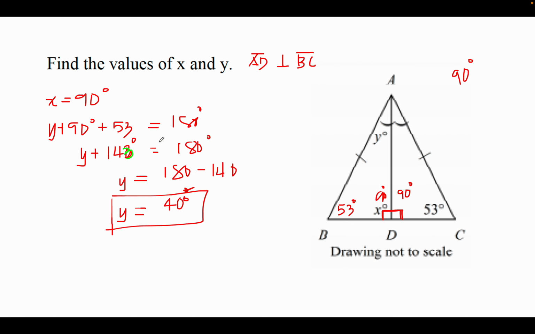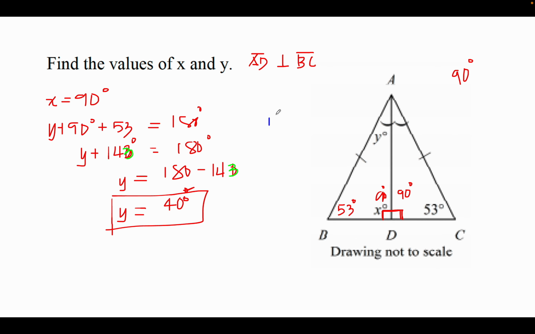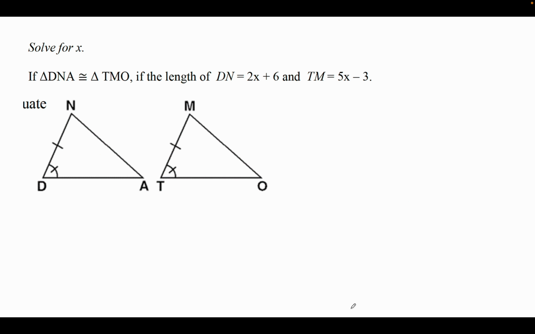53. 143. So meaning 143. So meaning 180 minus 143 here. So borrow from 8, this becomes 7, this becomes 10. So we have 7 and we have 37 degrees. Okay? So 37 degrees. Nakuha? Yes po, sir. Okay, thank you. Let's have this one.